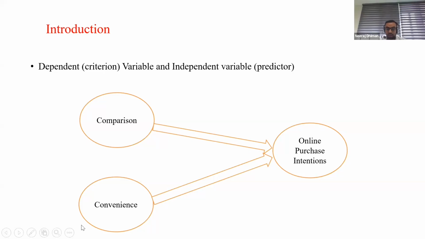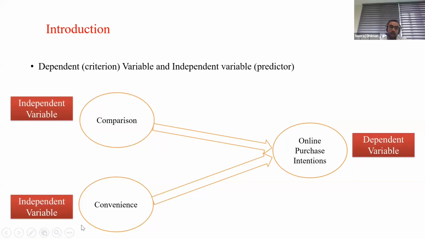So comparison and convenience: we need to understand why I have given this example, so that we understand the independent variable and the dependent variable. In this case, comparison and convenience are the independent variables. Why do we call them independent variables? Because they are predicting the online purchase intentions of a customer. Like, I would be able to compare, I am at ease, therefore I would have online purchase intentions, which is called the dependent variable.